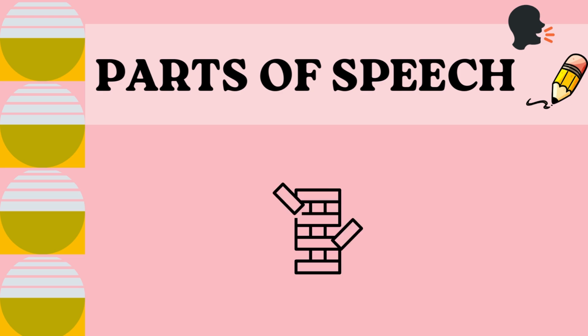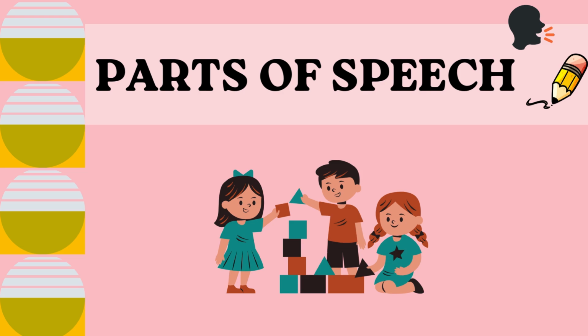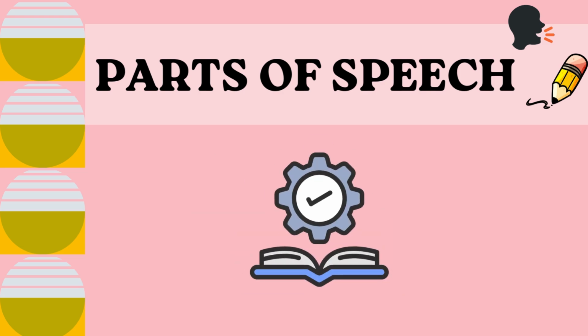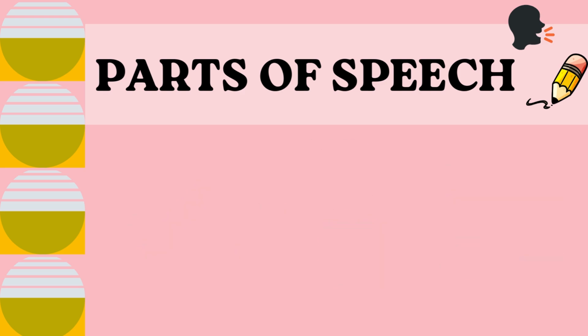Think of them as the building blocks of language, each serving a unique role in constructing sentences. Each part of speech plays a crucial role in sentence structure and meaning. By understanding and correctly using these categories, we can construct sentences that are not only grammatically correct, but also rich in meaning and expression. There are 8 main parts of speech, each with its own distinct function.